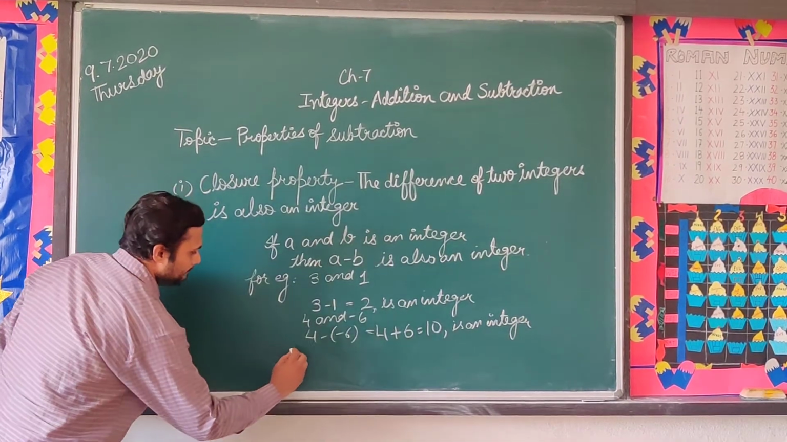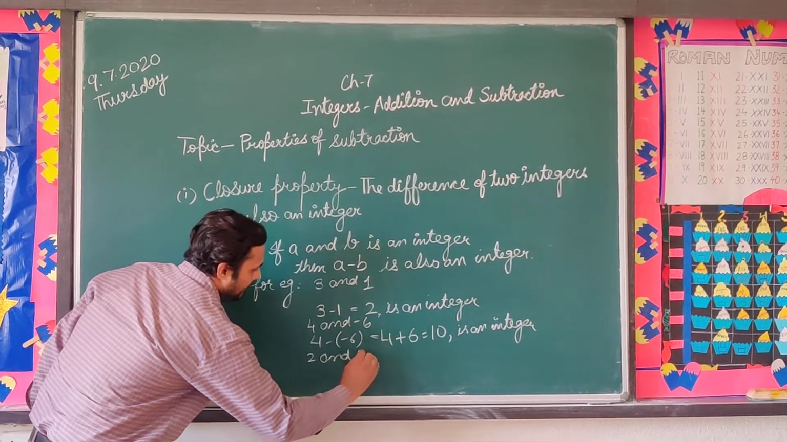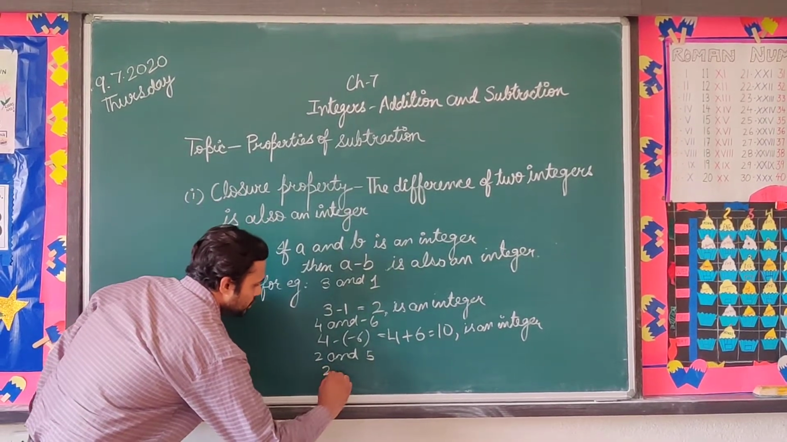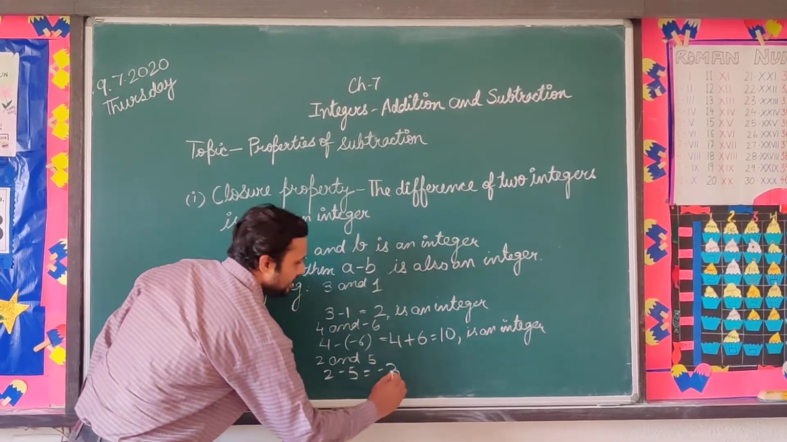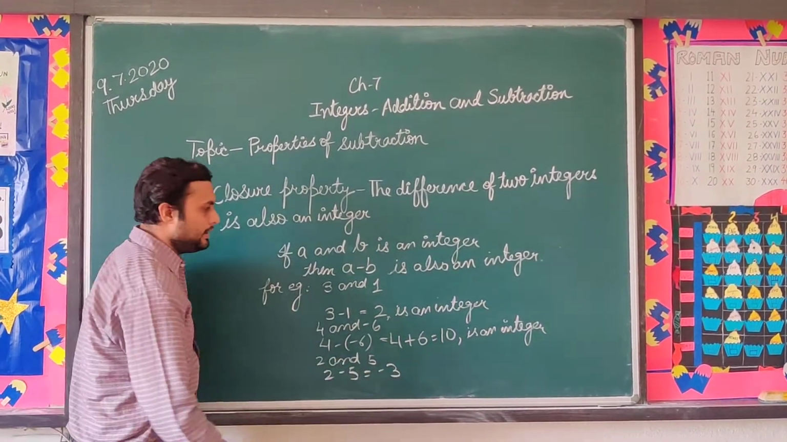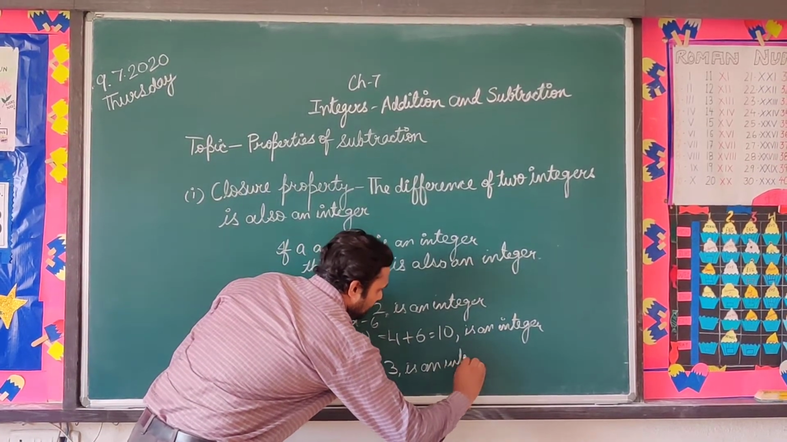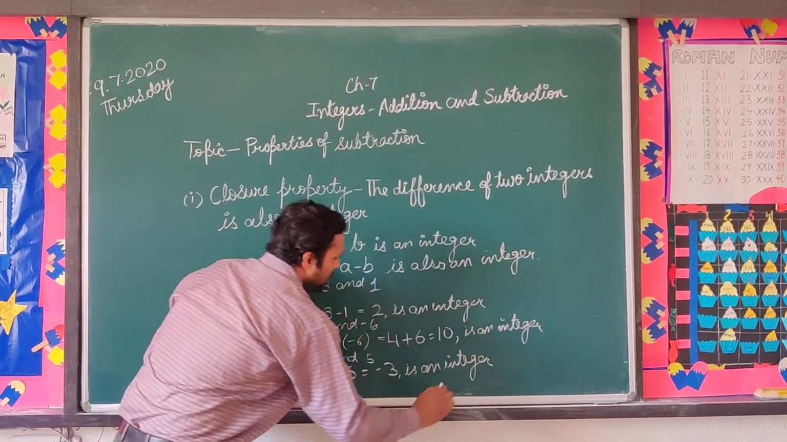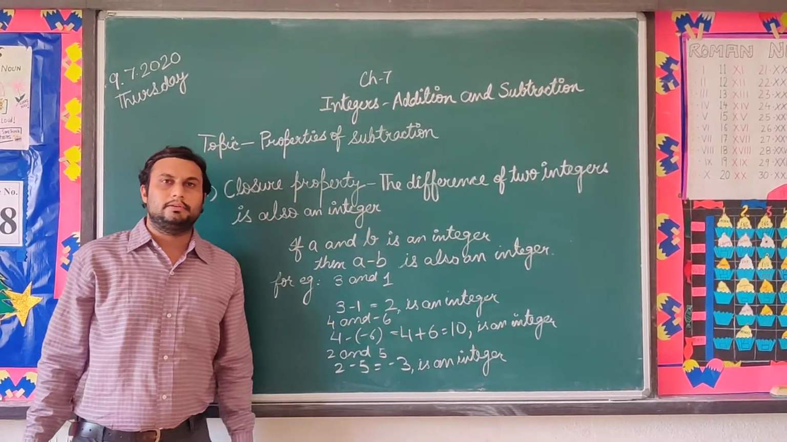One more example. 2 and 5. 2 minus 5. What will happen? Minus 3. This minus 3 is also an integer. So this is the closure property of subtraction.